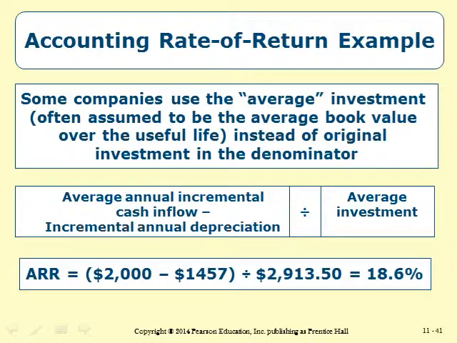or $2,913. Obviously, if we work through the same accounting rate of return formula, as the average incremental annual cash inflow minus the incremental annual depreciation divided by this average investment, we get a return of 18.6%. And so, again, it's the difference between what we use in the denominator of the equation.